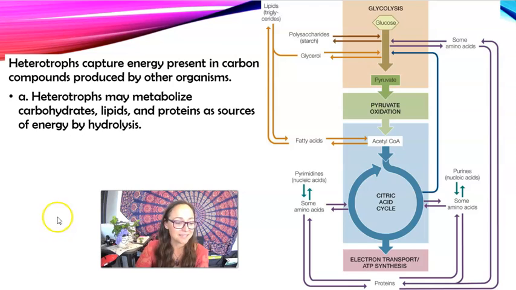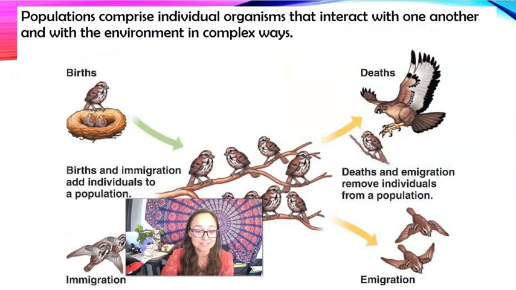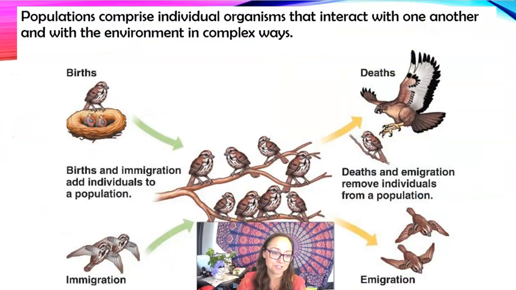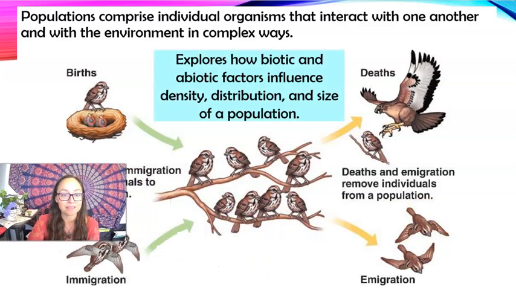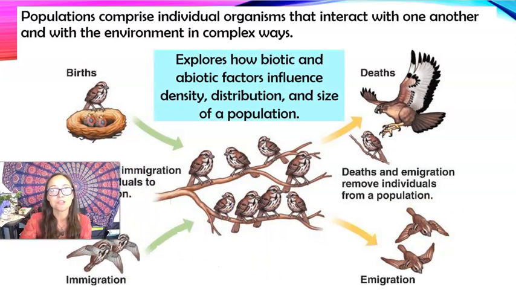Okay. Now, let's go on to populations. Populations are made of individuals that interact with one another and their environment. I think it's kind of beautiful to think about a population. In population ecology, we talk about how biotic and abiotic factors can influence density, distribution, and size of a population.